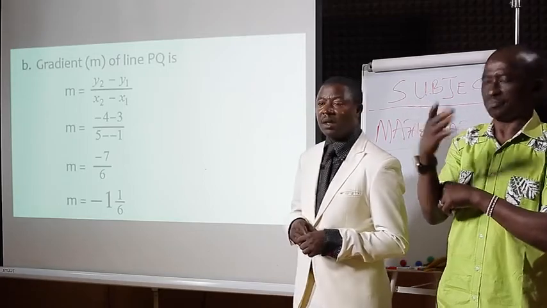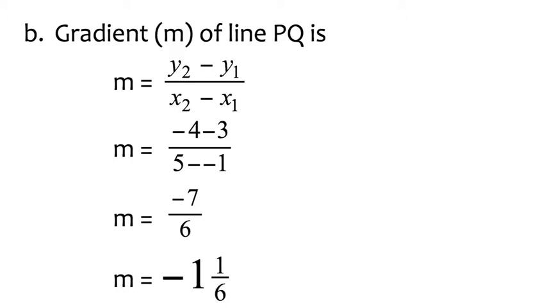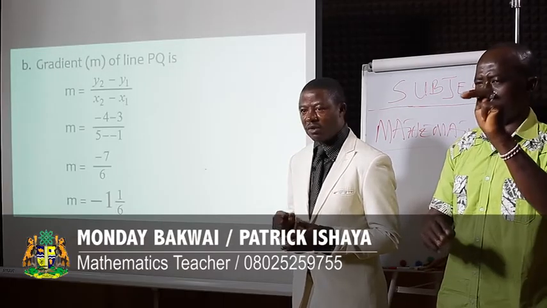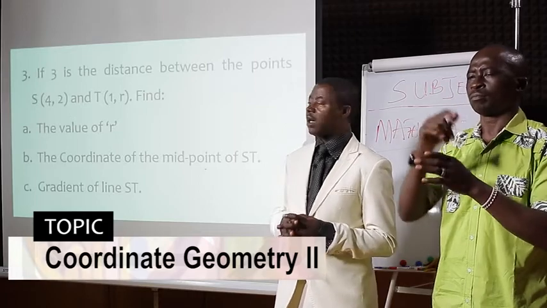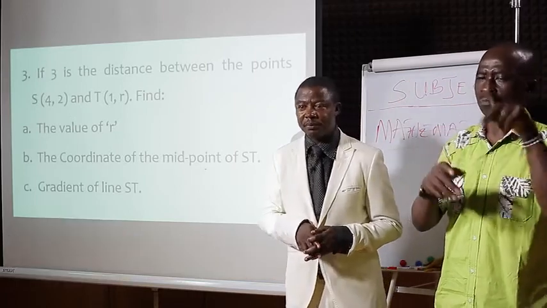Now by simplification, minus 4 minus 3 is minus 7, while 5 minus minus is plus. So 5 plus 1 gives you 6. So our gradient in this case will be minus 7 divided by 6, and we leave it as a mixed number. 7 divided by 6 is 1 time, remainder 1. So our gradient will be minus 1 whole number 1 over 6. M equals minus 1 1/6. That is the gradient of the line joining points P and Q.